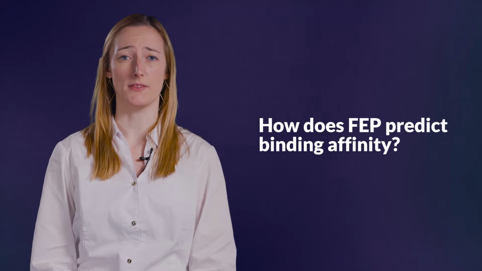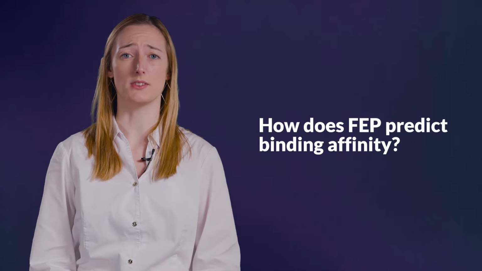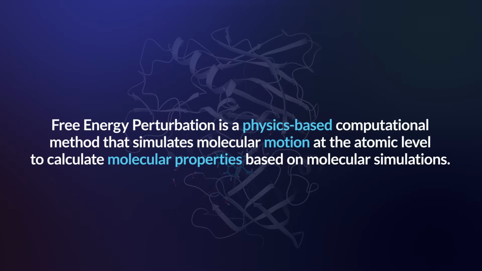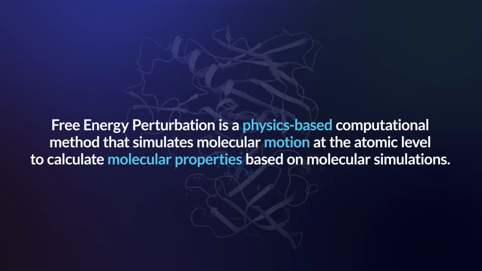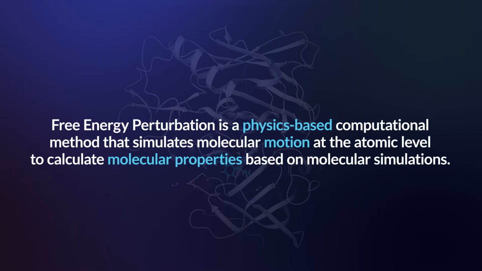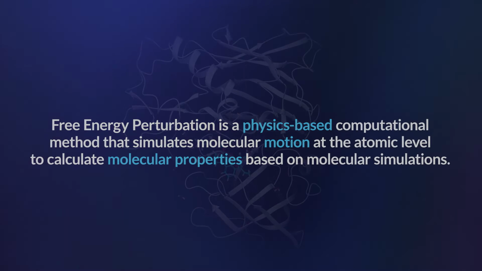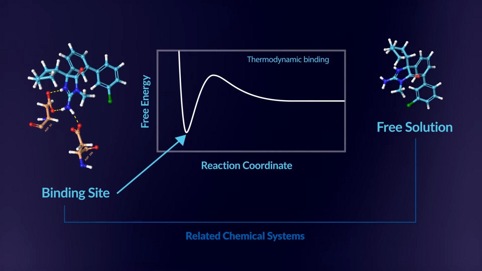In this video, we will describe how free energy perturbation, or FEP, predicts binding affinity using the small molecule relative binding FEP method. To review, free energy perturbation is a physics-based computational method that simulates molecular motion at the atomic level. Scientists use FEP to calculate free energy differences within a system.